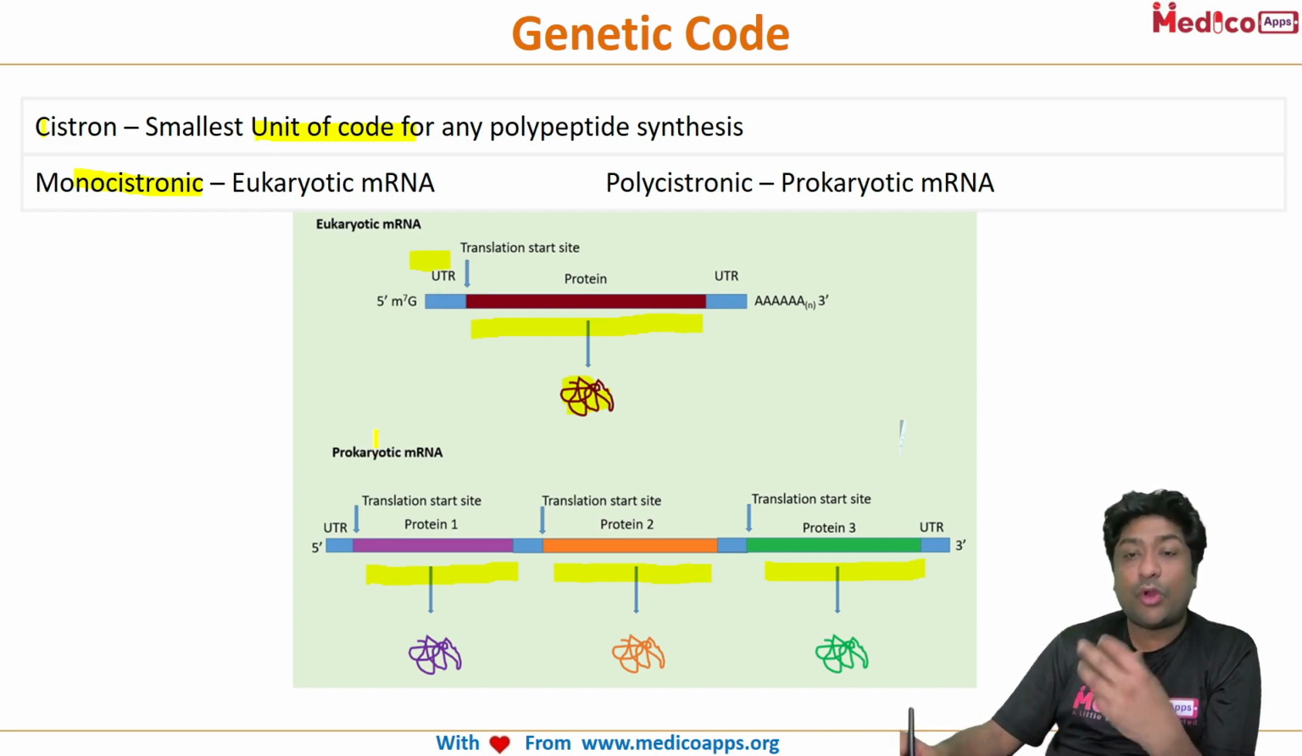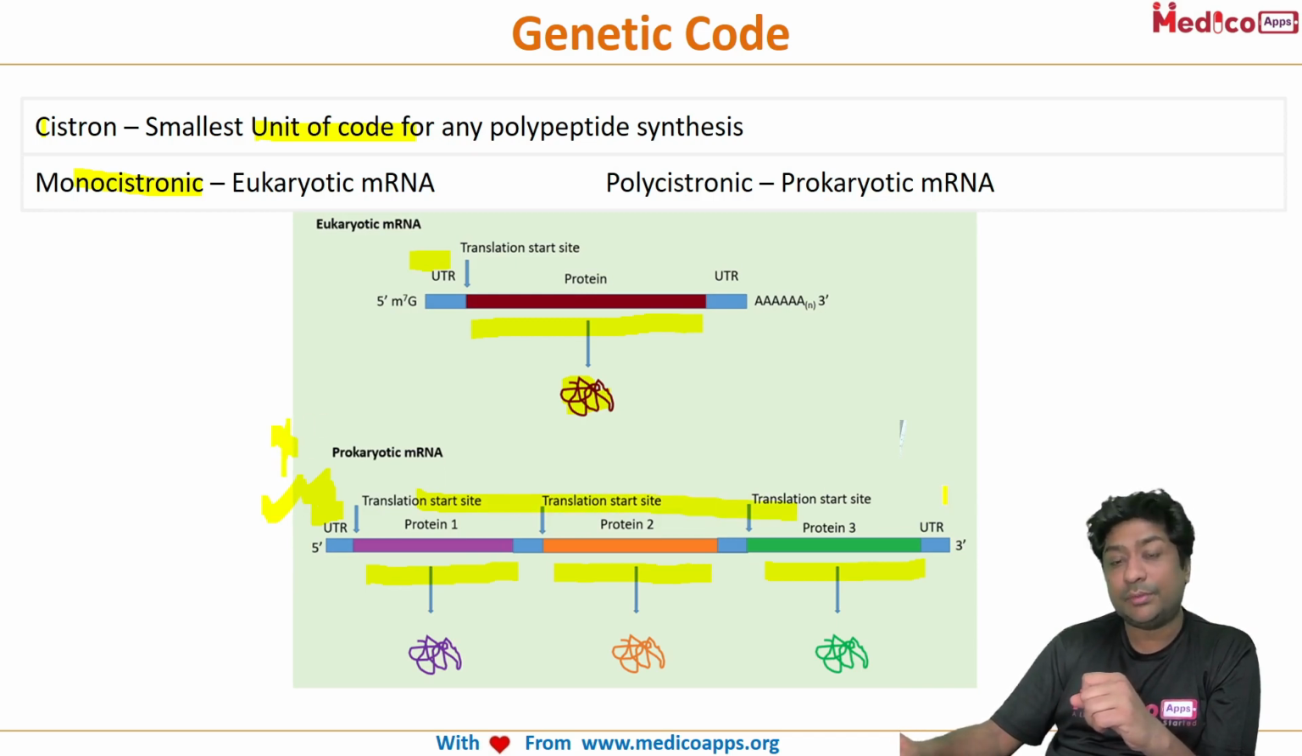And when we talk about a polycistronic gene, multiple cistrons can be under one gene, and multiple cistrons can have a single promoter sequence. So if this promoter sequence is on, all these three proteins will be formed. If it is off, none of these will be produced.